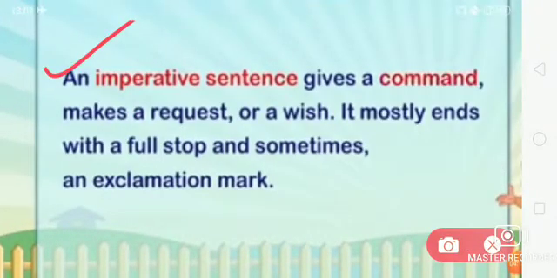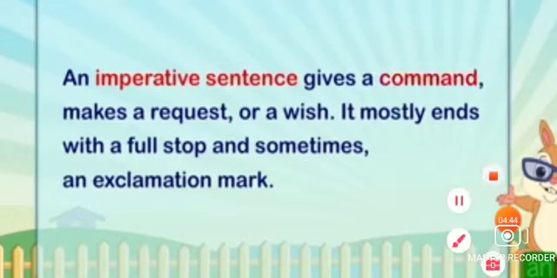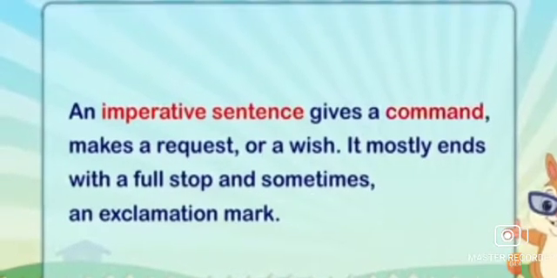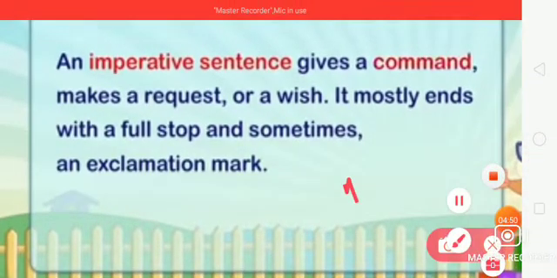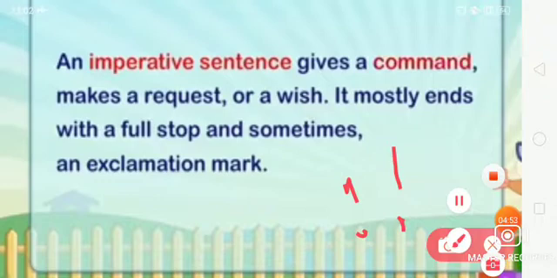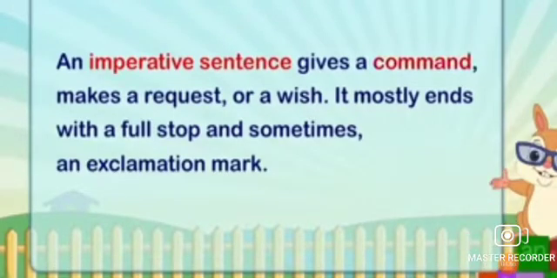Now the second is the imperative sentence. What is an imperative sentence? An imperative sentence gives a command, makes a request or a wish. It mostly ends with a full stop and sometimes an exclamation mark. Students, what is an exclamation mark? Do you know about the exclamation mark? As you can see, there is a line and a dot. This given symbol is called an exclamation mark. Okay, now moving to the next.